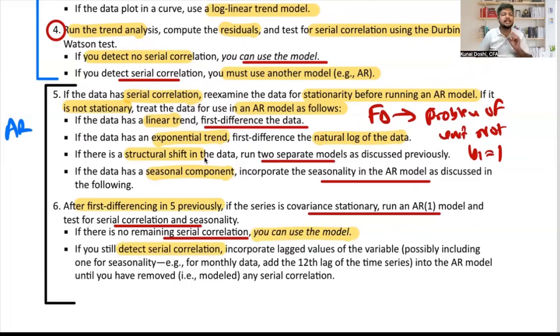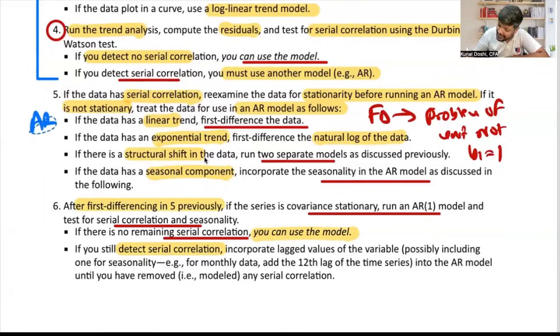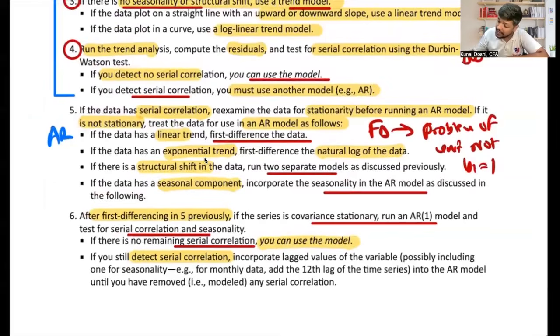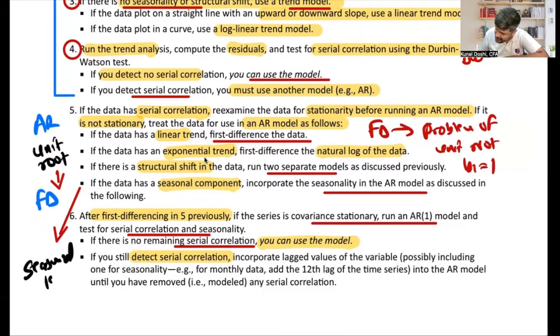However, if you detect serial correlation, this is after the first differencing. If you detect the serial correlation, that means there is a seasonal lag. So first you use the AR model, where you detected whether there is a seasonal lag or not. You detected the problem of unit root, covariance stationarity, right? But if there was a problem, you fixed it by doing the first differencing, correct? This is what you did in this case. However, even after first differencing, if there is a problem, it means we have a seasonal lag.